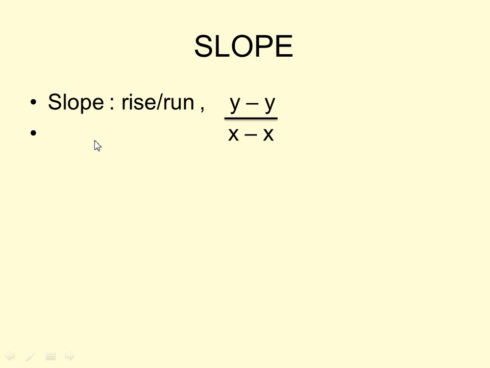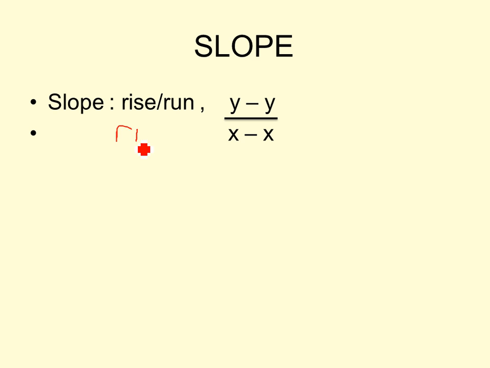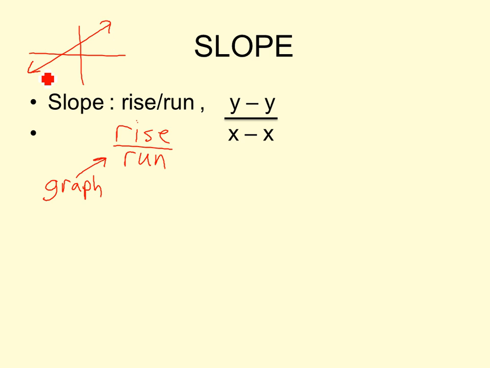All right, with slope, remember the slope is given by rise over run. You're going to use this if you're given a graph. On the graph of your line, you can pick two points on the line and just count how much you go up compared to how much you go over, rise over run. This is the slope formula. Again, don't get it confused with slope intercept. So this is the slope formula.